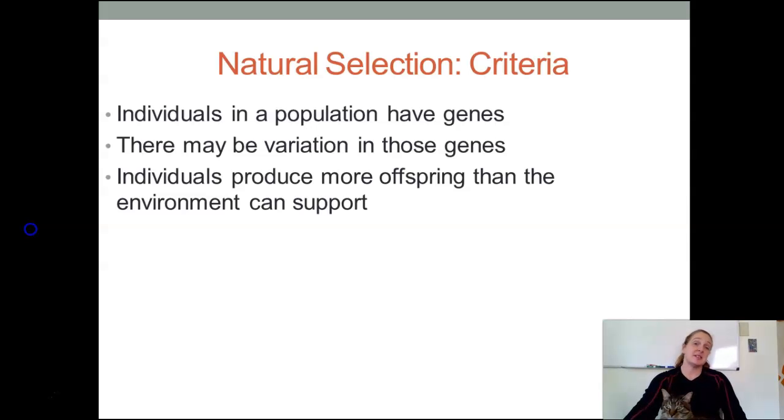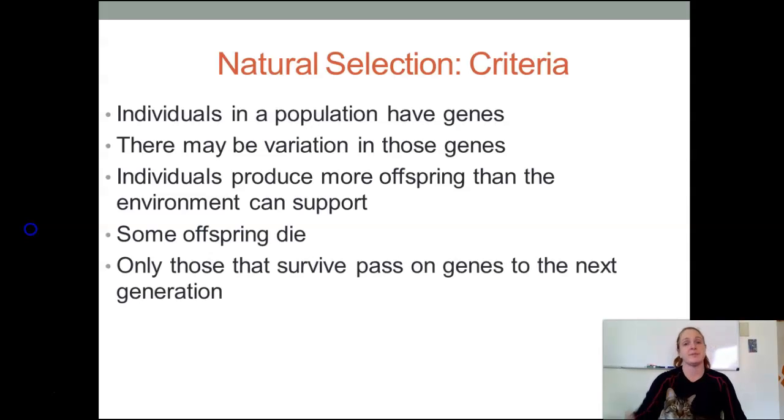Now, there is this criterion for natural selection that kind of sucks. And that criterion says that individuals will produce more offspring than the environment can support. The underlying assumption here is that somebody's going to die. Quite a lot of somebodies are going to die. And it will only be those that have the traits that allow them to survive and reproduce. Those will be the only ones that get passed on from one generation to the next generation.